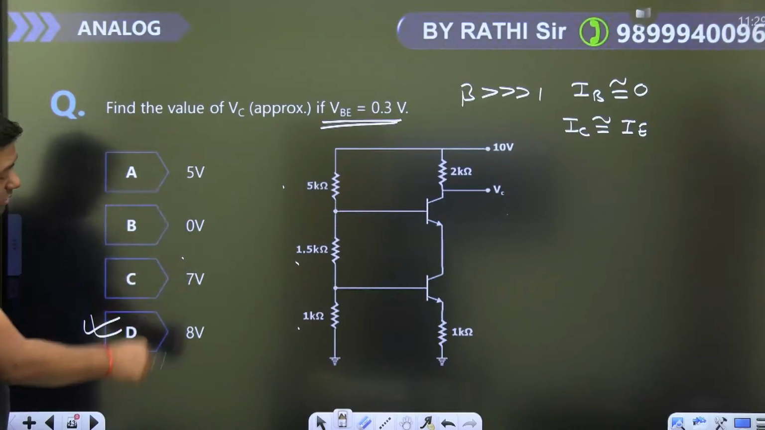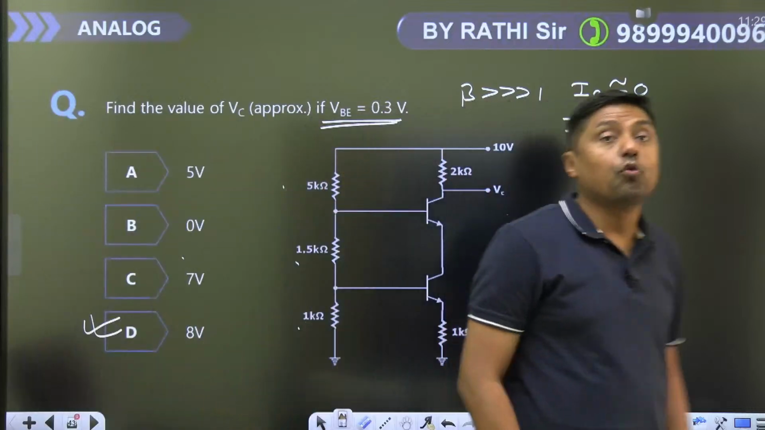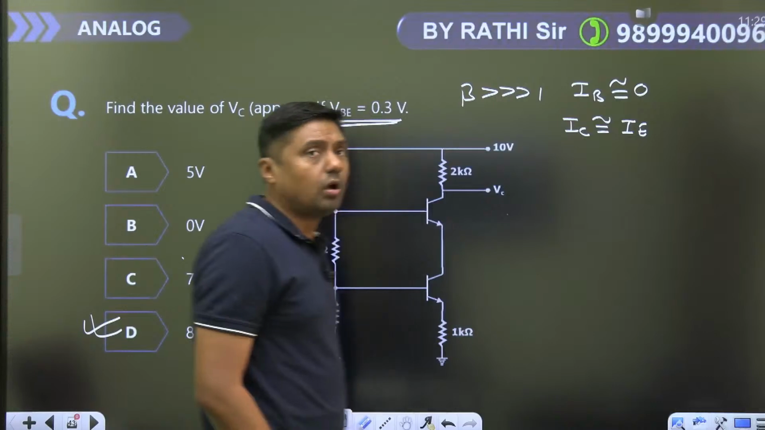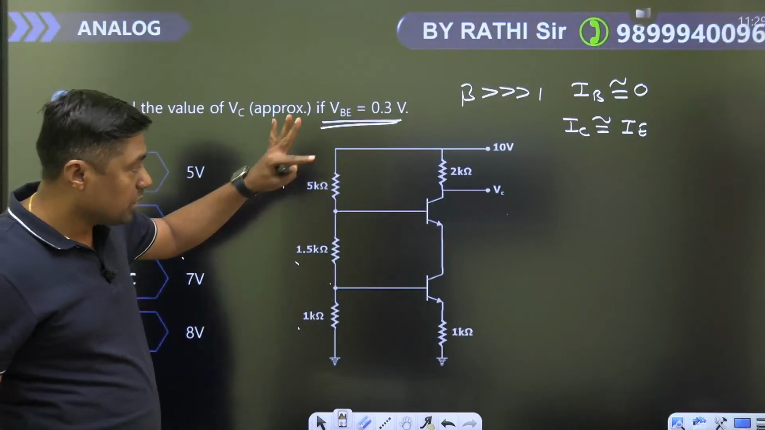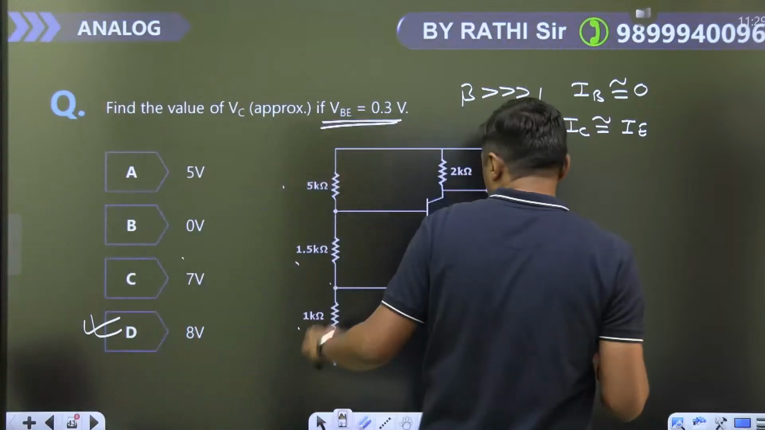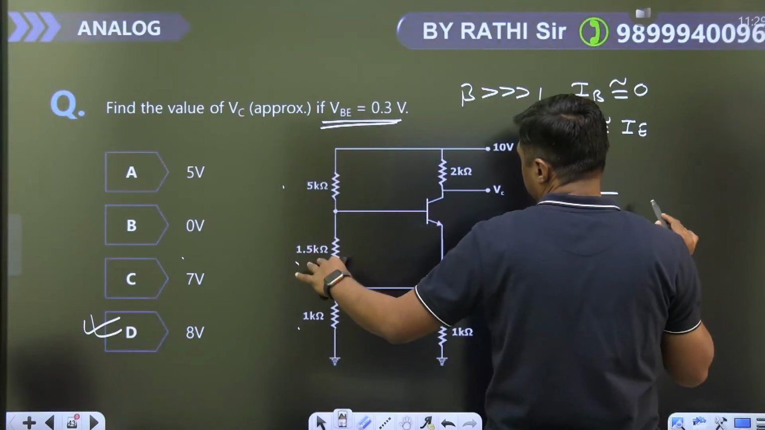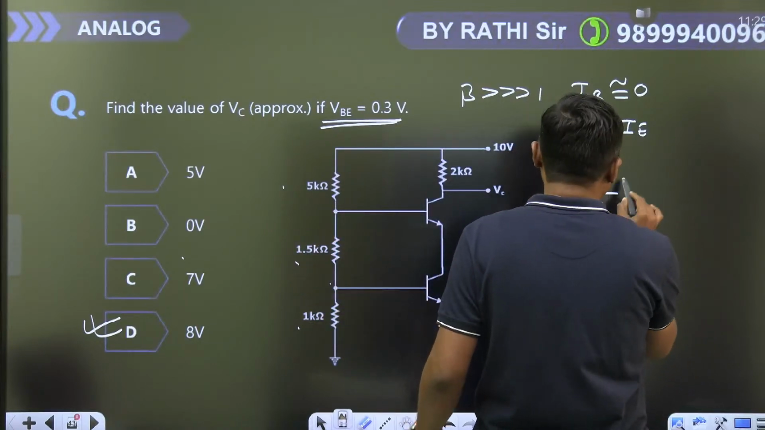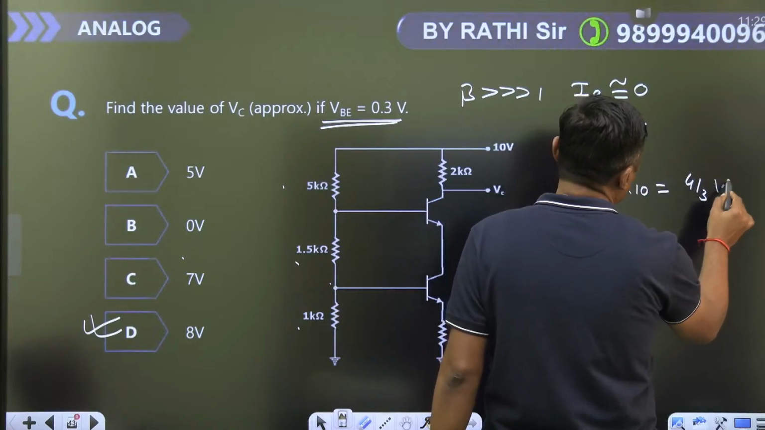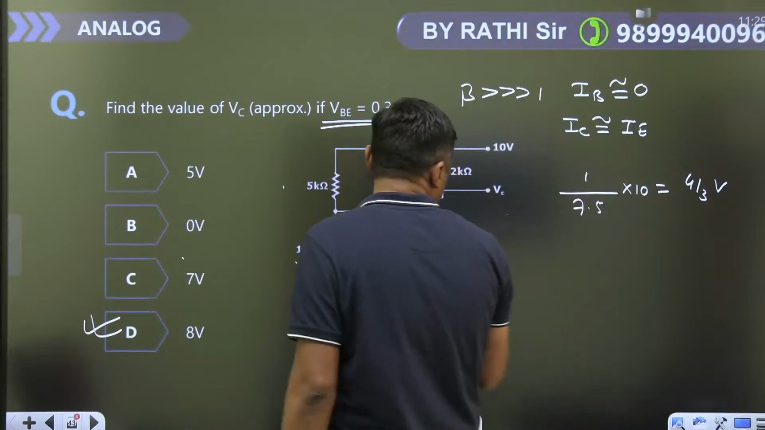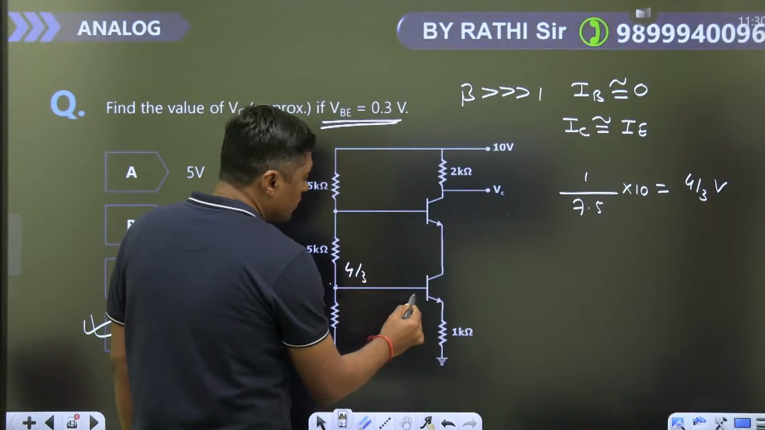Look, when you see the answer, these are all approximated answers, nearly equal to 8 volt. So quickly you can solve, guys. Quickly first of all find the voltage at this point. Look, on the diagram itself, no need to redraw the diagram. 1 divided by 5 plus 1.5, 6.5 plus 1 is 7.5, into 10, that is nothing but 10 divided by 7.5, 4 by 3 volt, right? This is the voltage at 4 by 3, 0.3.